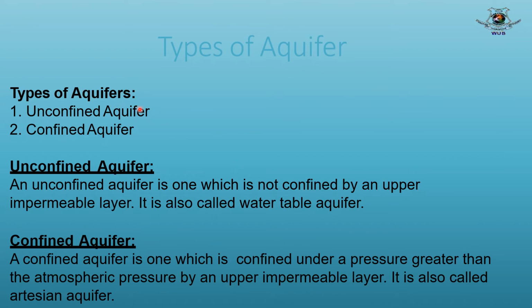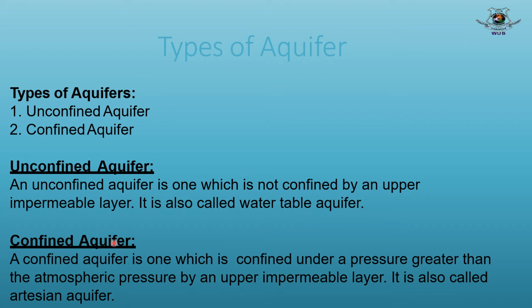Types of aquifer. There are two types of aquifer. One is unconfined aquifer and the other is confined aquifer. First we will discuss unconfined aquifer. An unconfined aquifer is one which is not confined by an upper impermeable layer. So we can say this is the topmost layer of the water table, and it is also called water table aquifer.